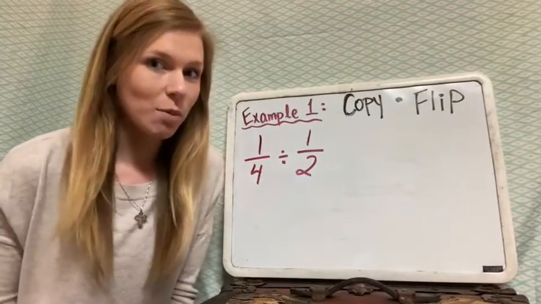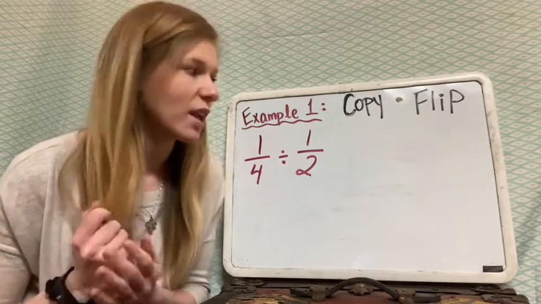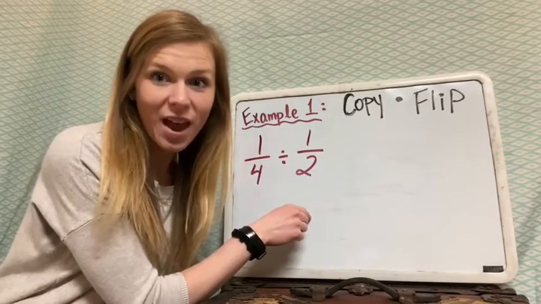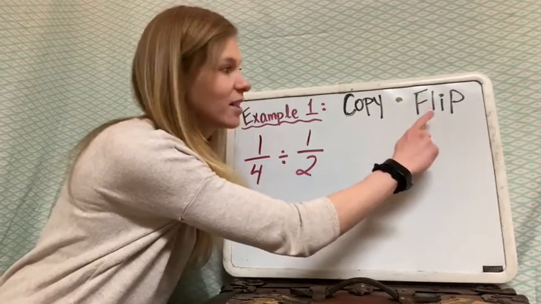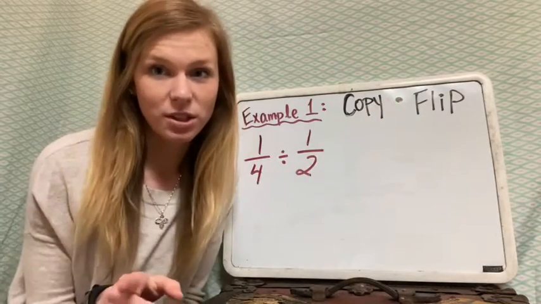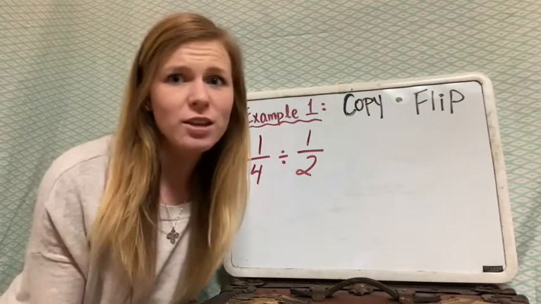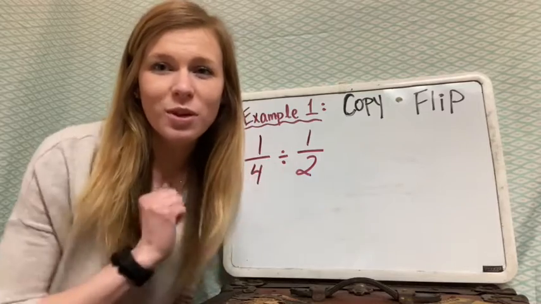All right, so I'm here with my whiteboard, and the first example that I am going to do is a fraction 1/4 divided by another fraction 1/2. Now notice up top I have written copy, a dot, and flip. That's how I'm going to teach you. There's other words out there, keep, change, and a few others that I've heard from students, but this is the one that I'm going to use.